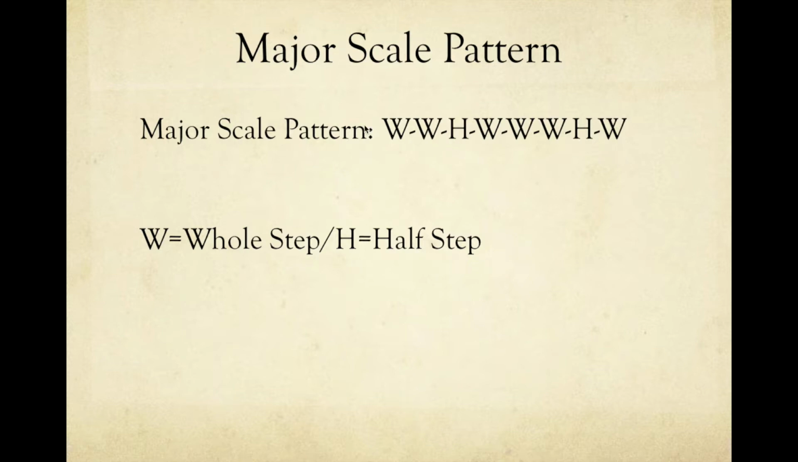So now that we know the difference between whole steps and half steps, we can look at the pattern to form a major scale. For the pattern for a major scale, you start at a root note, which if you're making a C major scale would be C. You then go whole step, half step, whole step, whole step, whole step, half step, whole step.